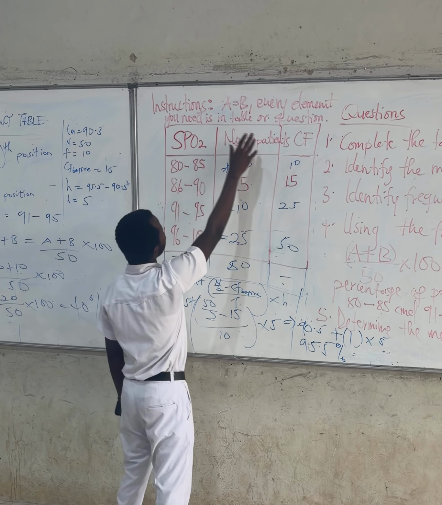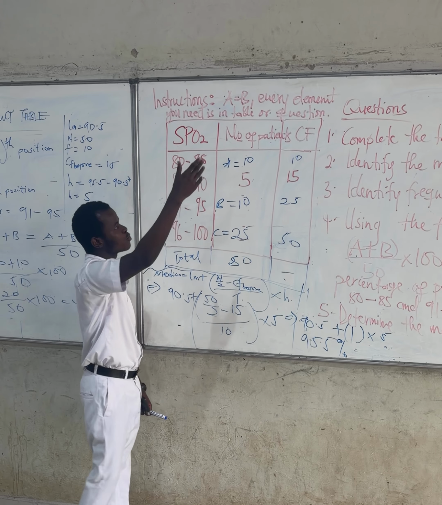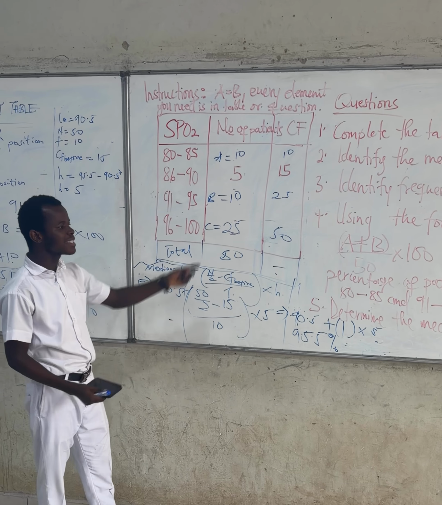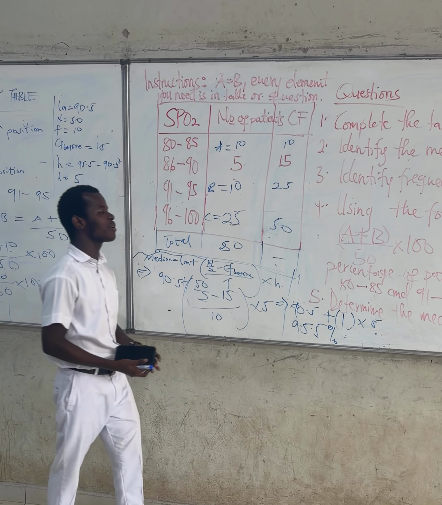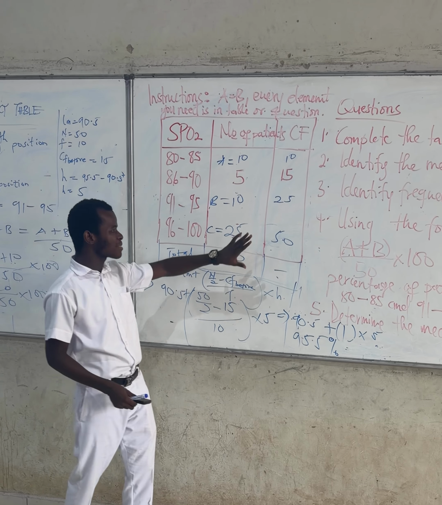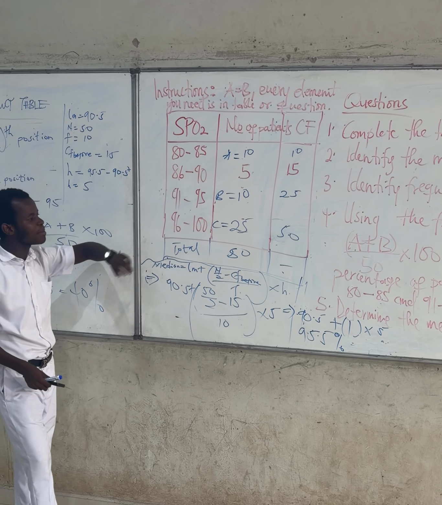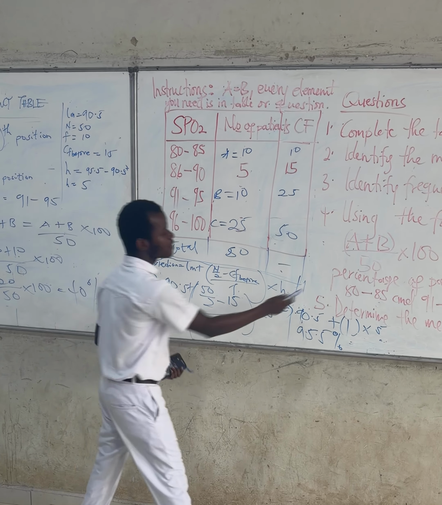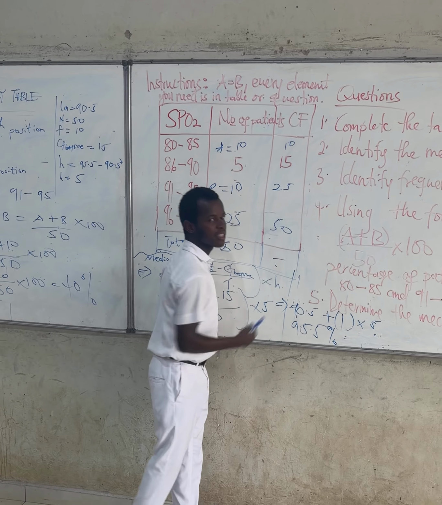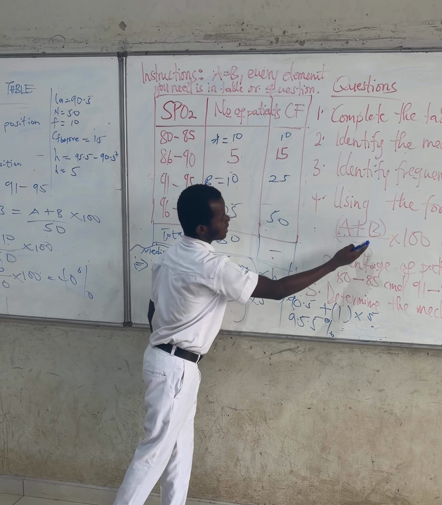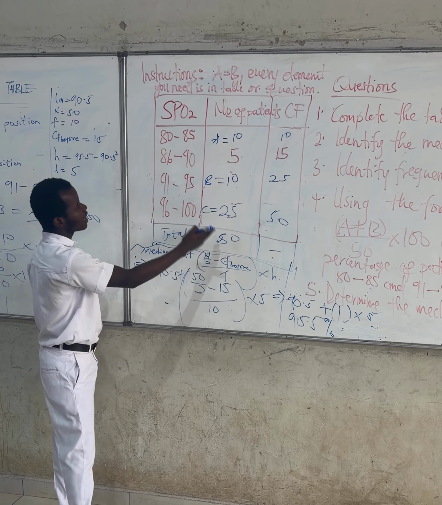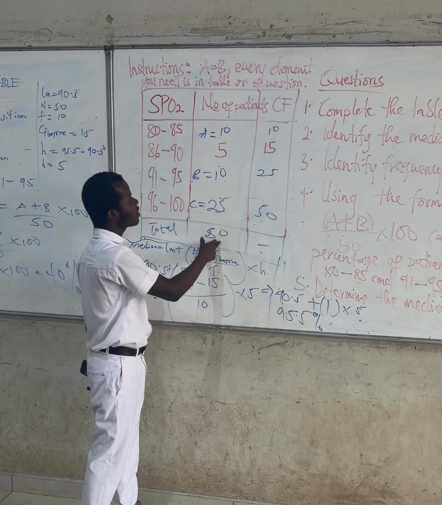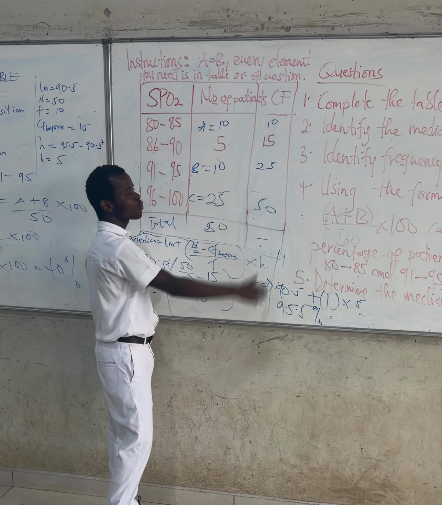And from the instructions, it says that A is equal to B. So whatever you get for A, the same for B. But you don't have C. And there is another principle that when you're calculating the percentage for a particular class, you divide it by the total frequency, which is 50. So it means that the total frequency here is 50. So A plus B all divided by 50. So you can just put the 50 as your total frequency. And another principle states that the total frequency is equal to the last cumulative frequency.